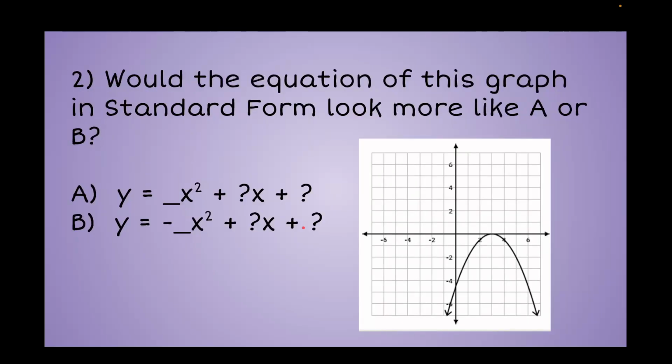Would the equation of this graph in standard form look more like a or b? You're going to see some like this. We're not really worrying about these other terms. We're just looking at, is the sign of the coefficient of x squared positive or negative? This one, it's going down in both directions. So that means it's got to be negative. So it's going to be b.